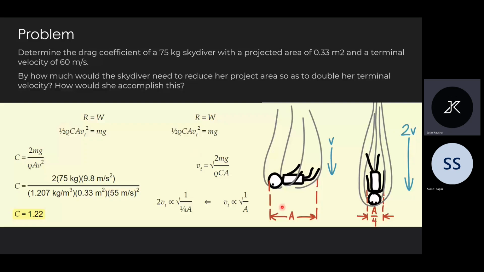And so that's why skydivers change their position to get increased velocity. When they come down in a vertical position, their terminal velocity increases and they can come down at a faster velocity.